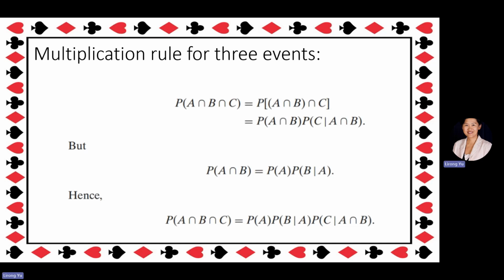Any questions? So this is the situation where you need to calculate the joint probability of all three. Basically, the first one is the derivation. The last one is the actual formula.